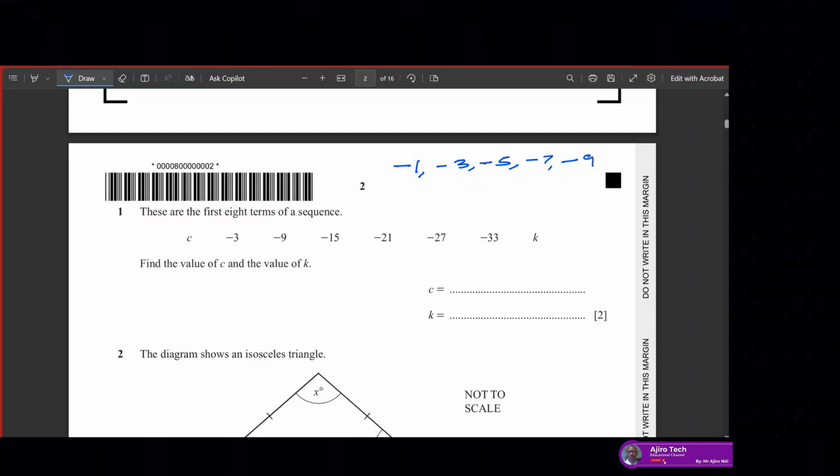So we have -9 plus 3. That will give us -6. So it means that we are subtracting 6 from each term to get the next one. Do you understand that? Yes. So what do you think the value of k would be? The value of k. If we are subtracting 6.